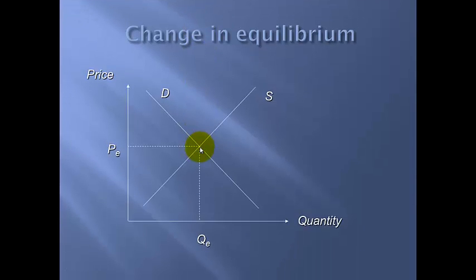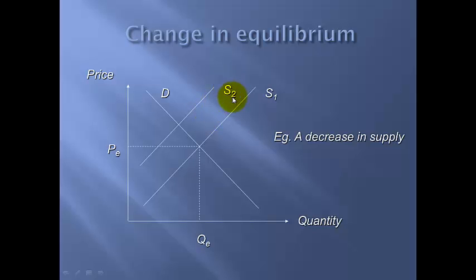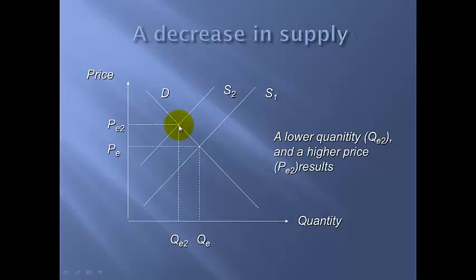So let's track a change in equilibrium. What happens here? Let's assume that we have a decrease in supply. So that means that one of the factors or determinants of supply has changed. For example, we may have had an increase in wages, which has made the cost of production more expensive. So what's happened here is that the equilibrium went from PE, or E1 if you like, to E2 at a higher price but at a lower quantity.